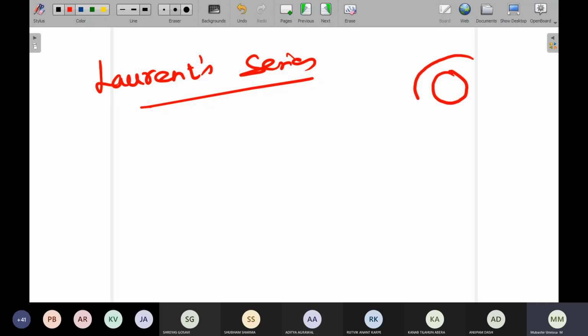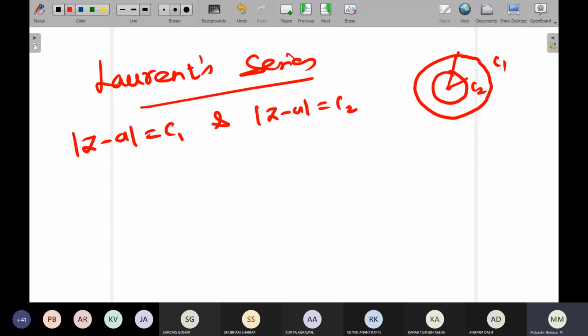You know what a concentric circle is, right? Circles having the same center. So using the concentric circles, we are representing the Laurent series. You can just take down: let C1 and C2 be two concentric circles, that is, mod z minus a equal to C1 and mod z minus a equal to C2.